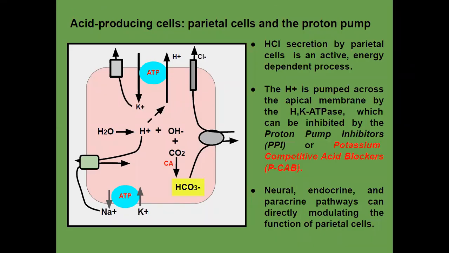Okay, in this video, we will talk to you about some key points regarding the acid-producing cell. We call it the parietal cell, which is located in the oxyntic gland of the stomach. There are some key points for the parietal cells. First, parietal cells produce hydrochloric acid. This HCl is secreted by the parietal cell, and this activity is an active, energy-dependent process.